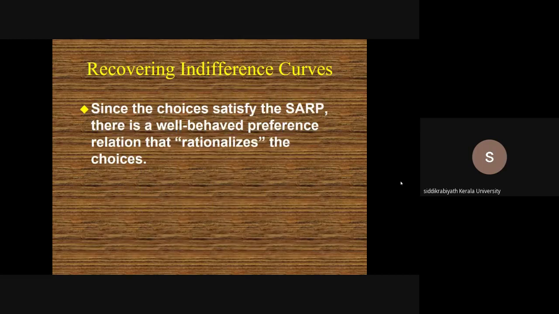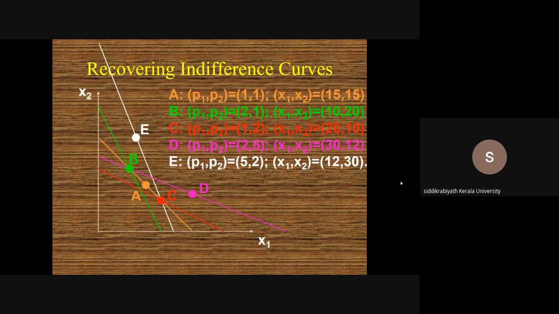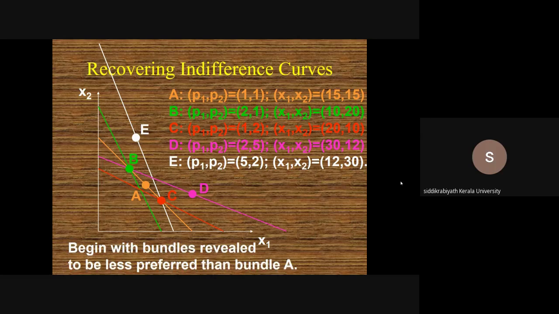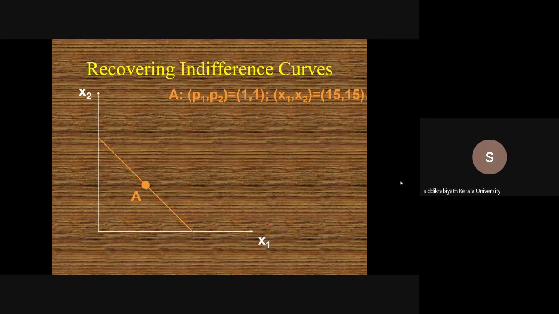So if that is the case, then since the choice satisfies this R, there is a well-behaved preference relation that rationalizes the choice. Okay. That means if one commodity, which is the best of that, is not going to basically violate the condition. So it begins with the bundle revealed to be less preferred than the bundle A. So let's look into this aspect one by one.